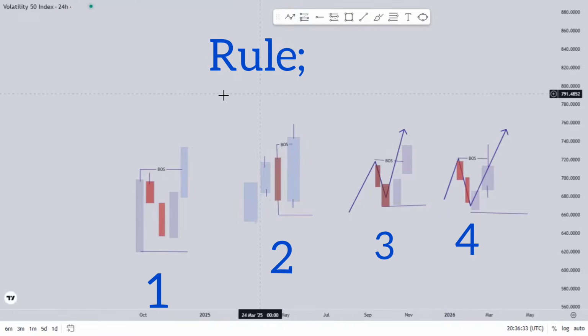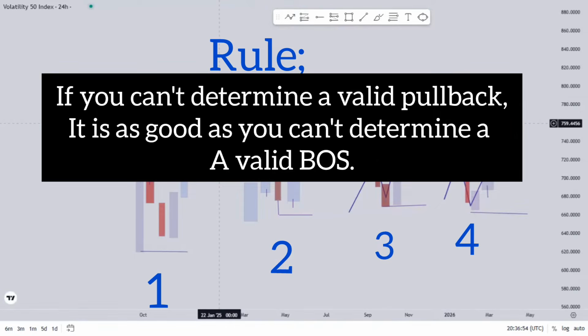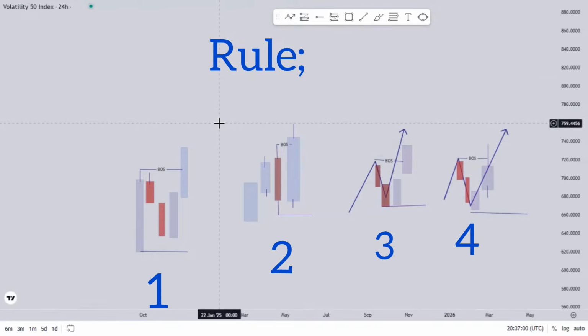You can see before you four scenarios of chart patterns, right? And I've come to realize that some of you consider some candlestick patterns or some candlestick pullbacks as a valid pullback. So if you can't determine a valid pullback, it's as good as you can't determine a valid break of structure. That's just what it is, right? Until you are able to determine a valid pullback, you cannot determine what a valid break of structure is. That's what I've laid before you.